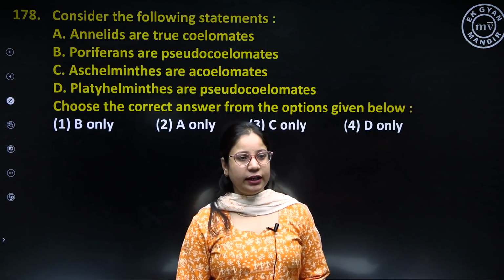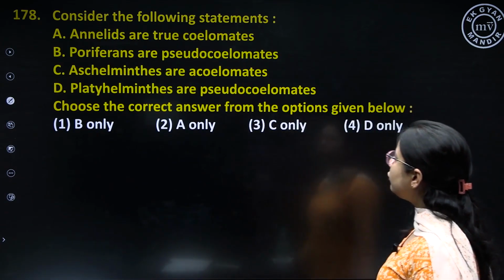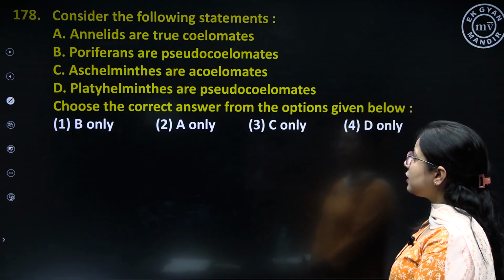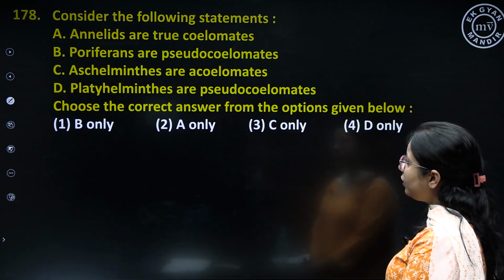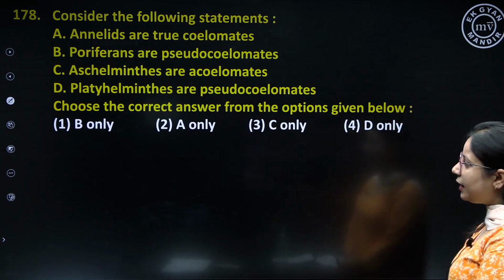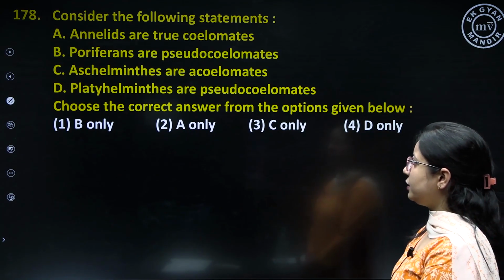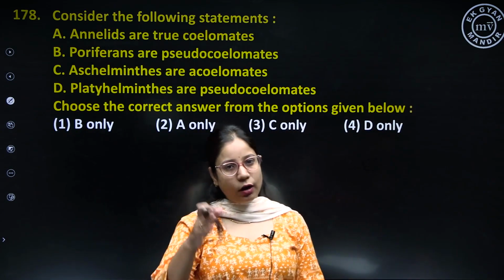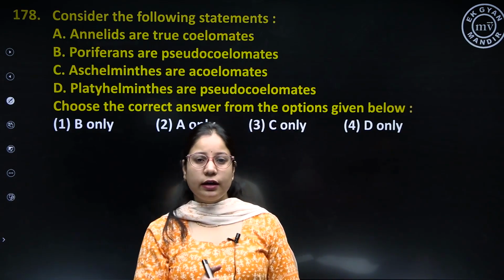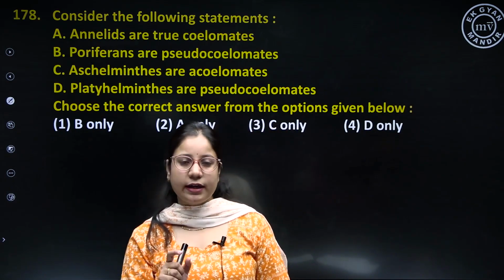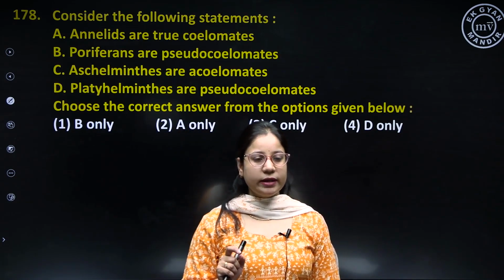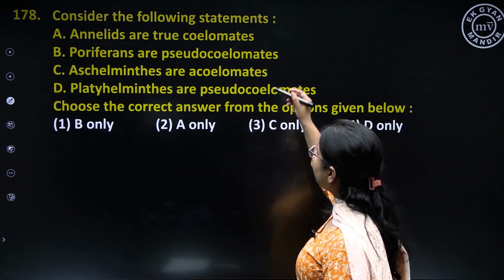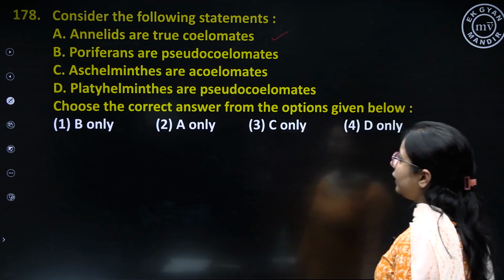Question number 178. Consider the following statements. Annelids are true coelomates, poriferans are pseudo-coelomates, nematodes are acoelomates, and platyhelminthes are pseudo-coelomates. So, coelom is basically a body cavity which is found between the outer body wall and the inner gut wall. The space in between is what we call coelom, and coelom is derived from the germ layer mesoderm. Okay? So, annelids are true coelomates. This statement is absolutely right.